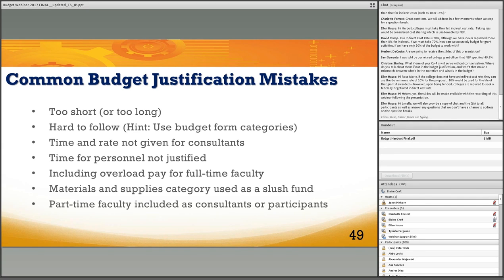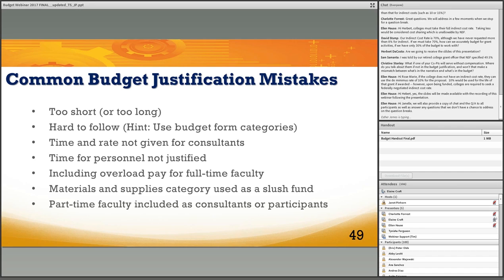Be sure you give the time and rate for your consultants. That's one that gets kicked back a lot of times during the funding process. You've got to justify the time you're asking for personnel. What are these people going to be doing for the money that you're asking? And don't include overload pay for full-time faculty unless, as Dr. Carter pointed out, you've talked with the program officer and gotten this approved in advance.